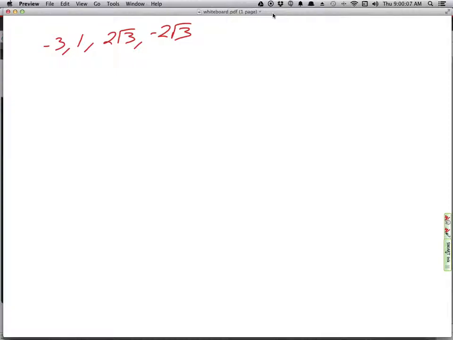Okay? So, an example of an irrational number, if I'm taking the square root of something that doesn't come out clean, it's an irrational number. For instance, I can't take the square root of 3 and make it come out as a clean number. The square root of 4, however, I can come out clean. But any square root of a number that doesn't come out clean is going to end up being an irrational number. What do you notice about the 2 radical 3 and the -2 radical 3?